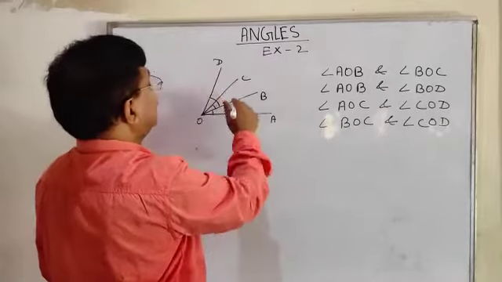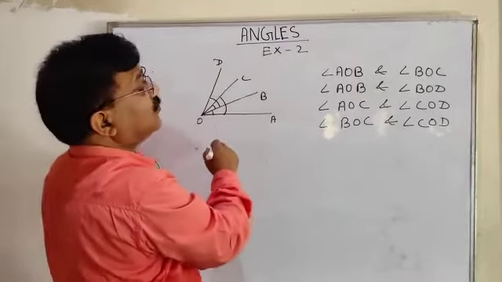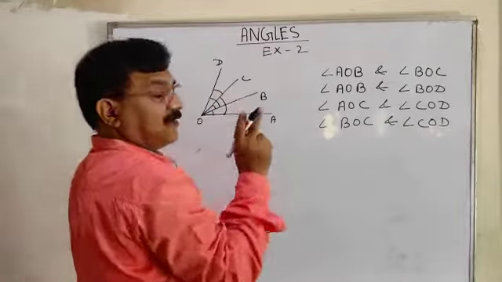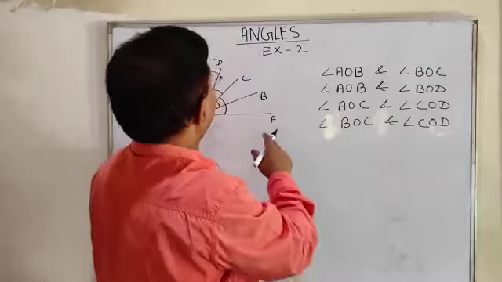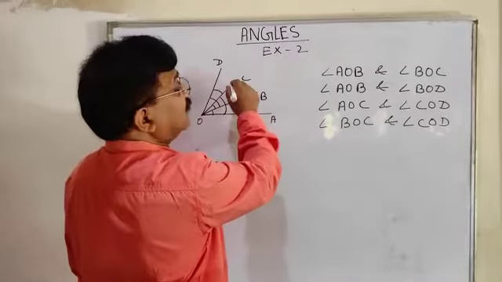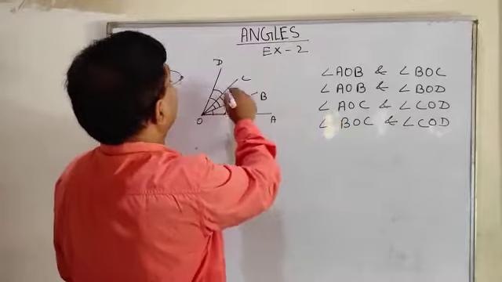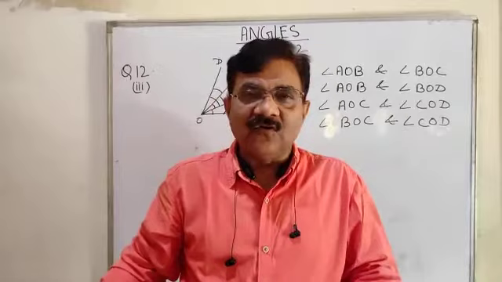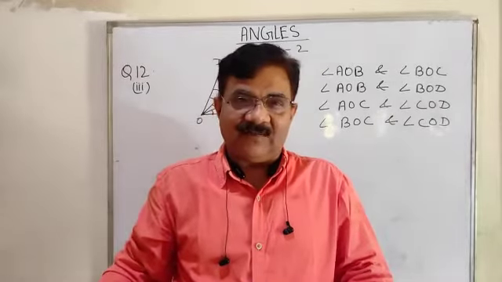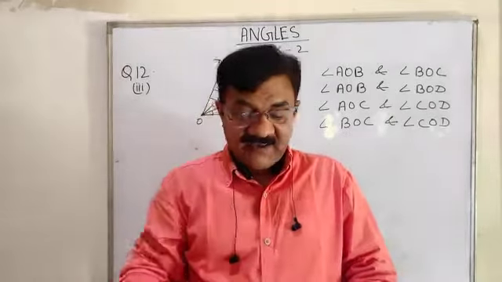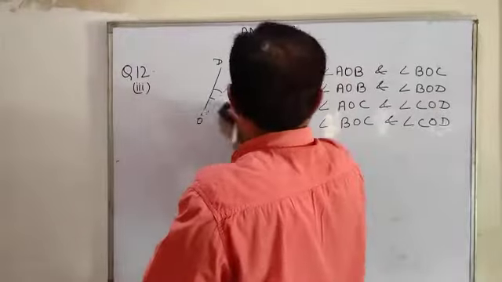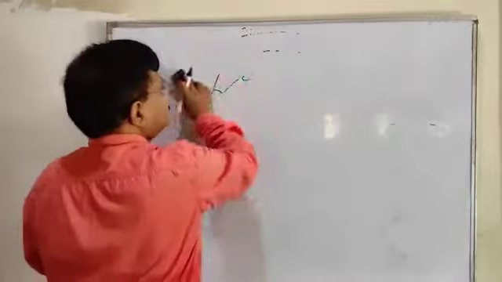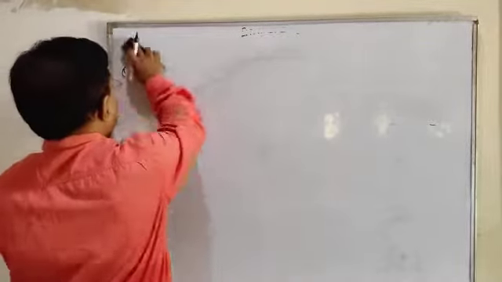Angle AOC, this angle, and angle COD, this angle, that is also adjacent. And angle BOC, see here, BOC and COD, this is one pair of adjacent angles. So you can write it. This is question number 12, parts 3, 1 and 2. You can do them yourself. Now let us discuss the other questions of exercise 2.